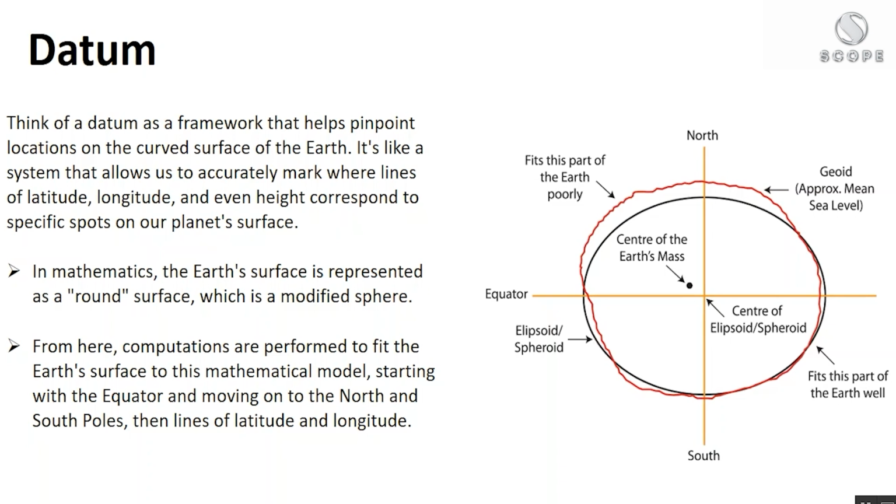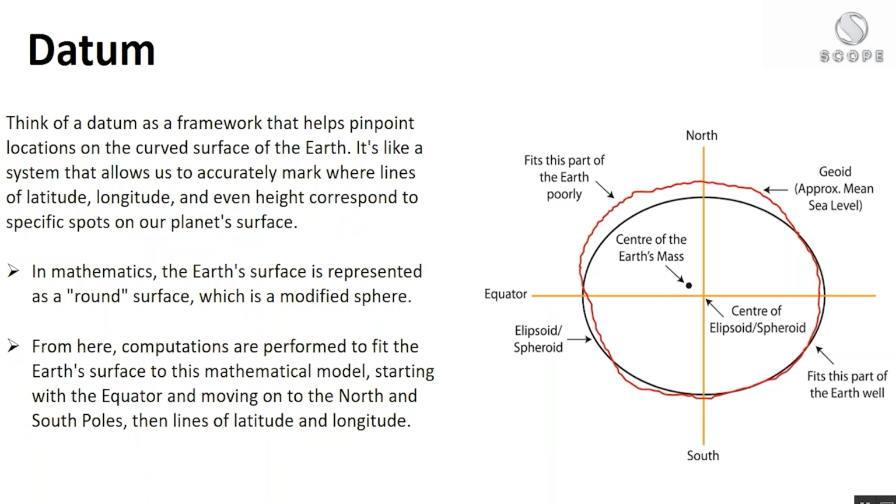For example, WGS84 is a widely used global datum, while NAD83 is commonly used in North America. So in different places there are different types of datums. Datum affects everything from navigation to surveying to creating accurate maps. So understanding datum is crucial for anyone working with GIS data.